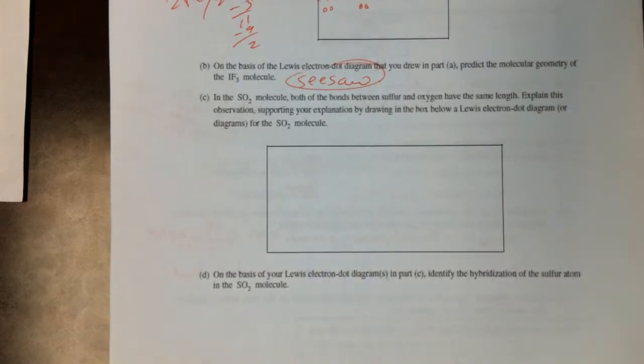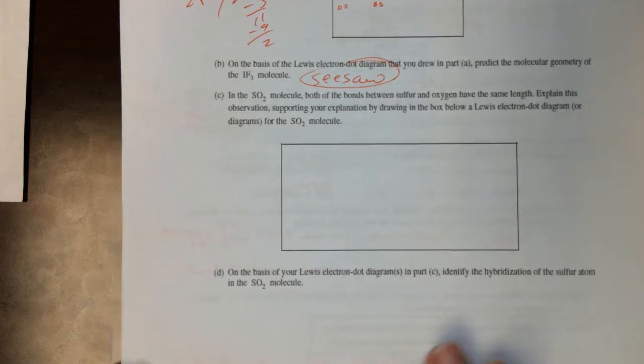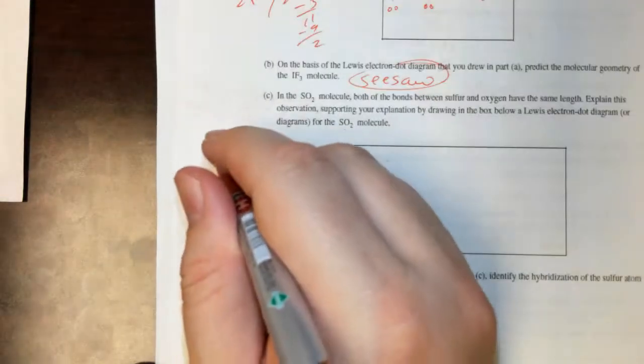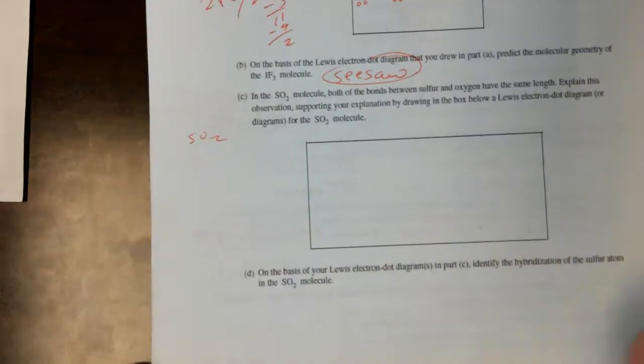In the SO2 molecule, both the bonds between sulfur and oxygen have the same length. Explain this observation, supporting your explanation by drawing in the box below. Alright, before I use the box up, I'm going to come over here and do some preliminary sketching.